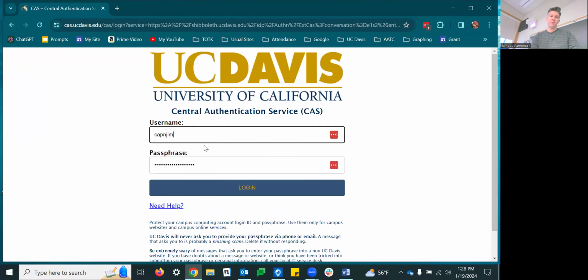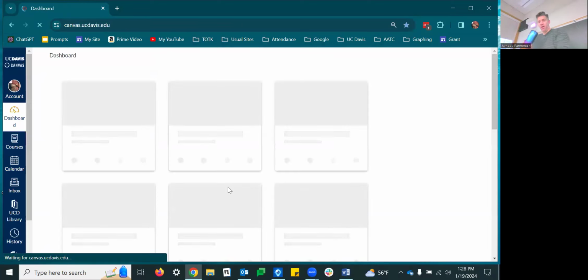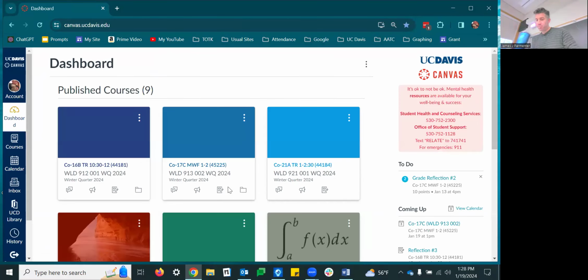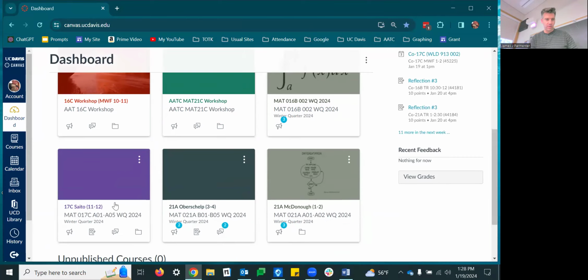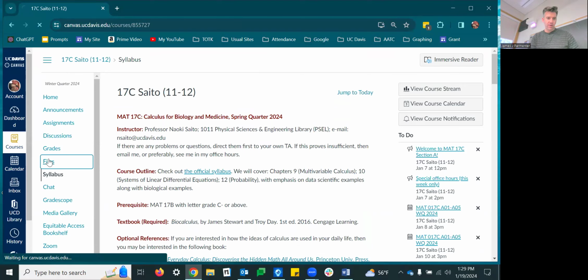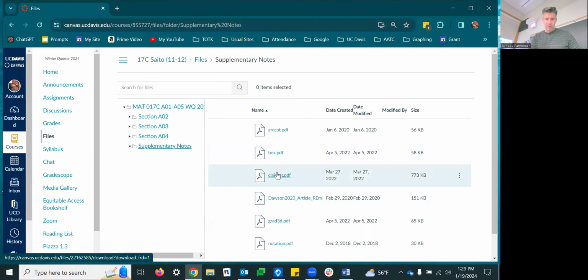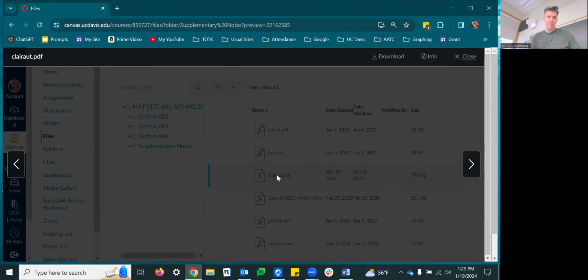The login into Canvas, terrible. Well, that was almost really terrible. All right, let's see. 17C, where'd you go? There you are. And then if we look at the files, and let's see where the supplementary notes are. You look here, there's the Clairaut PDF.